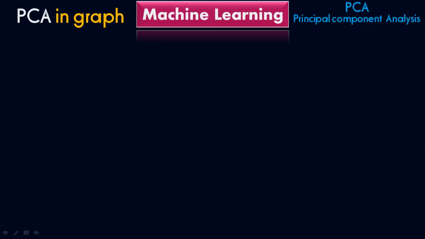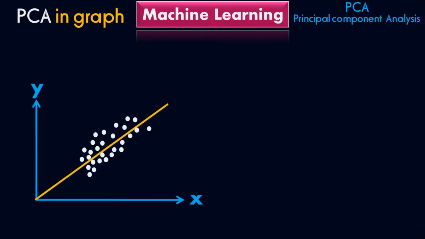Now let me show you PCA, principal component analysis, and how it looks graphically. This is my XY plane here. We have a data set with a linear relationship between the dependent and independent variables. When you look at this data from the top, it spreads from here up to here, so it covers a large space in the XY plane.